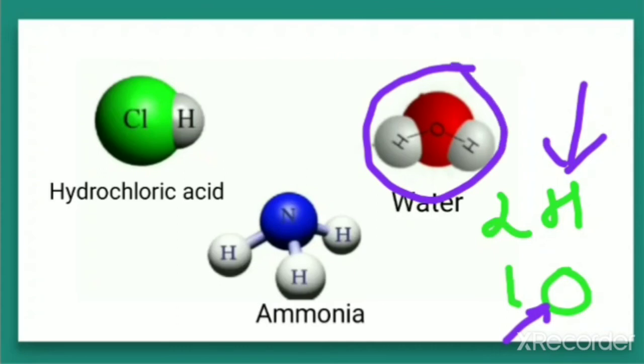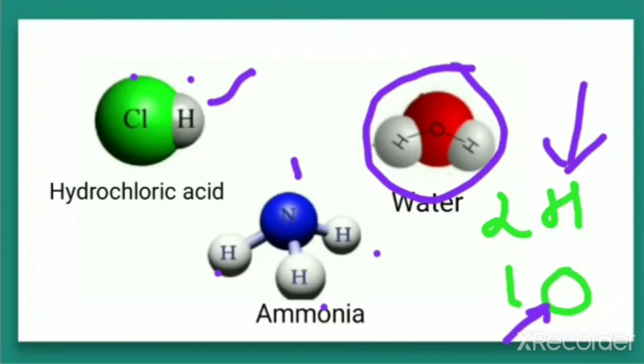Similarly, when you take the case of ammonia, it is made up of one nitrogen and three hydrogen. So nitrogen and hydrogen are the atoms of different elements. Similarly, the case of hydrochloric acid, that is made up of one hydrogen and one chlorine. So both the atoms are different because one is the hydrogen atom, the other one is the chlorine atom.